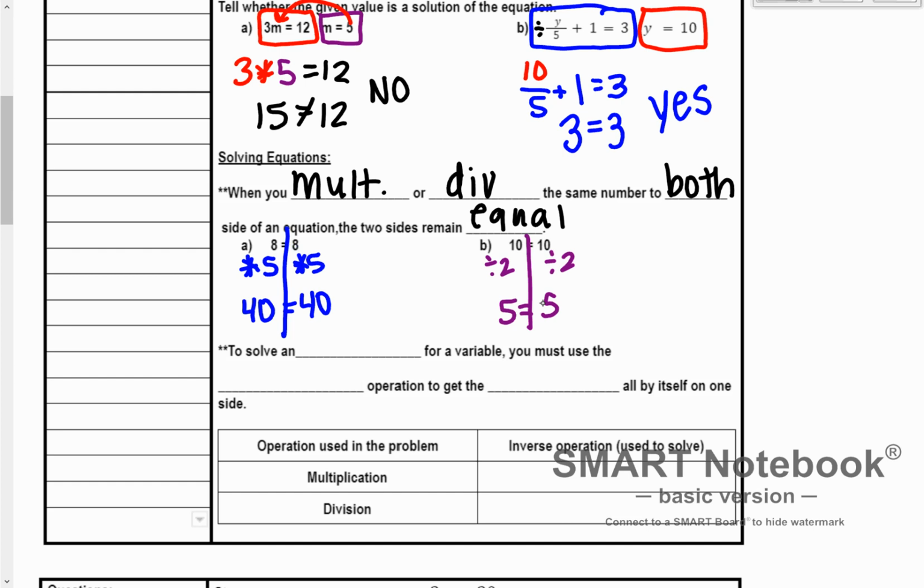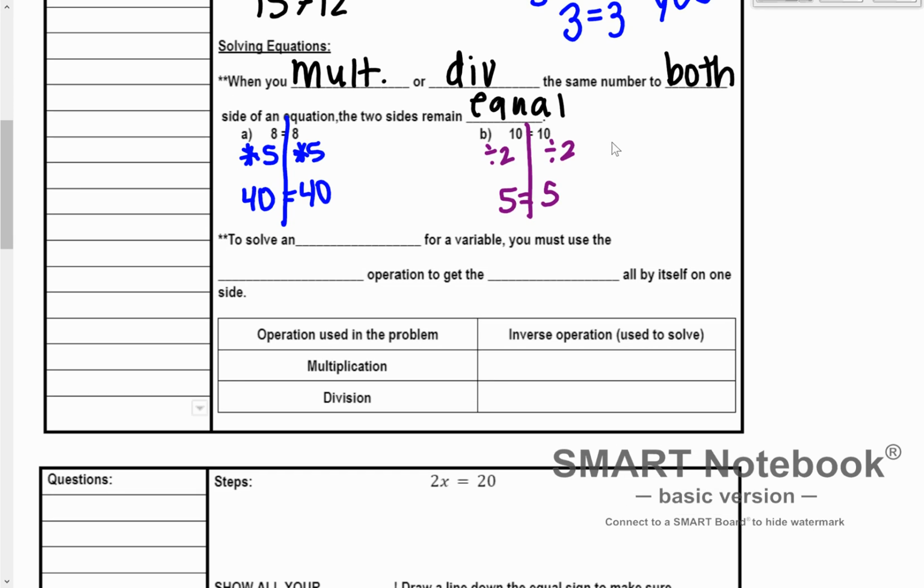Okay, again, this is not something that you will have to be doing. I'm just proving to you why this works. So to solve an equation for a variable, remember a variable is a letter like x, y, z that's in our problem. You must use the opposite or inverse operation to get the variable or the letter all by itself. We want to end up with x equals something. That way we know what number x is equal to. In order to do that, we have to get rid of whatever's next to it.